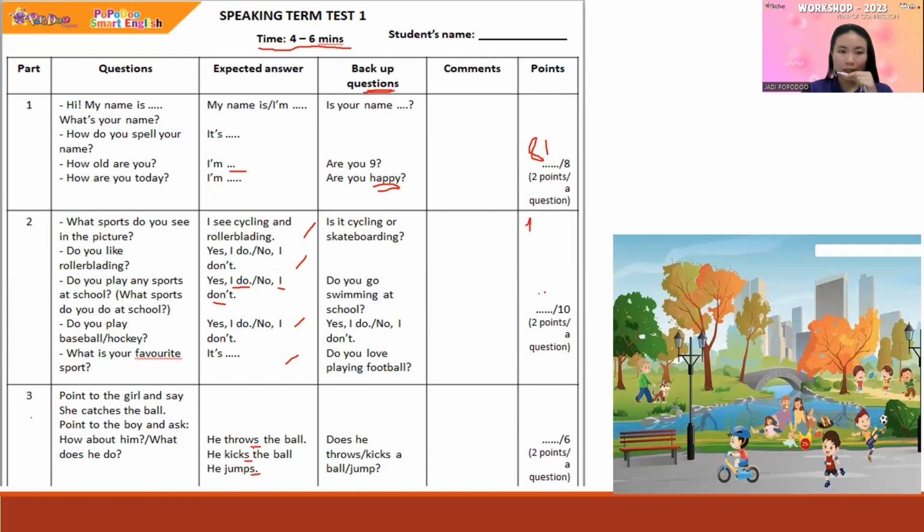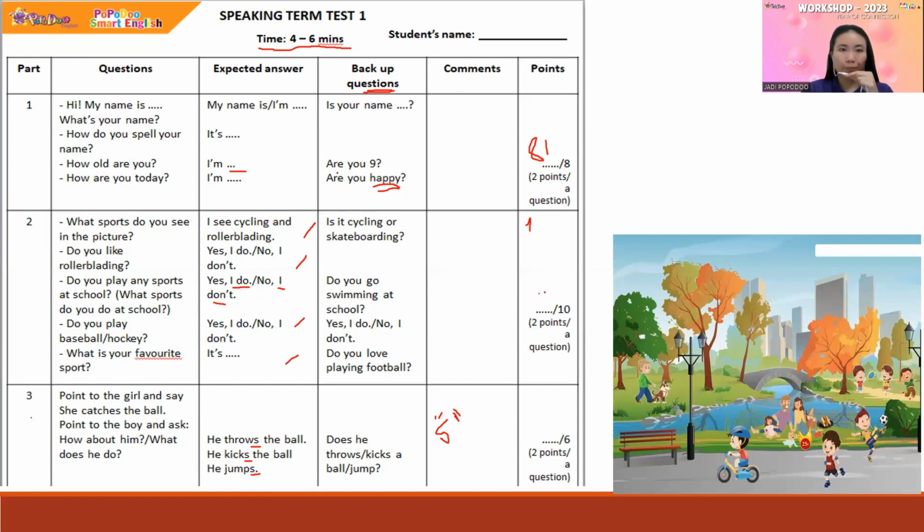So you need to mark in the paper about the S here if they cannot answer the sentence with S. They just say he throw the ball, he kick the ball, he jump. Okay, and then you can write your comments here. For example, they say S, and they cannot answer it, yes, and they put it here. So the Vietnamese teacher will notice and give their comments.